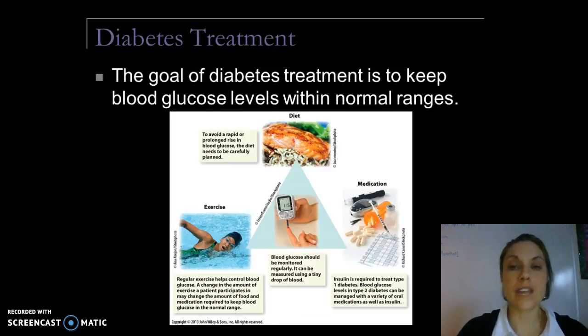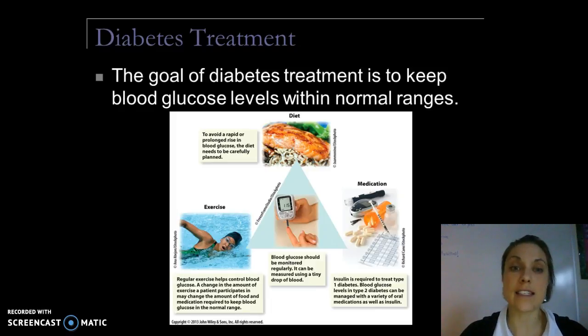The goal of diabetes treatment is to keep blood glucose levels within normal ranges. This can be done through a variety of ways. In type 1 diabetes, blood glucose really needs to be monitored regularly, and medication must be injected to give an exogenous source of insulin, since insulin can no longer be made, because in type 1 diabetes, an autoimmune reaction causes the beta cells of the pancreas to be destroyed where insulin is made.